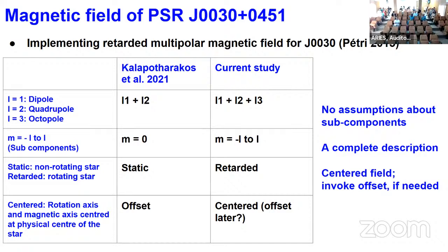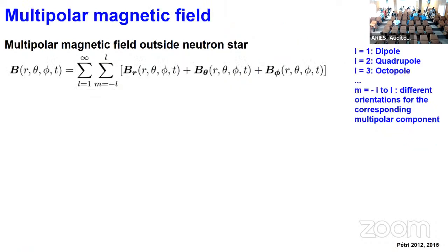Yes, exactly. After a few slides, I'm going to show what exactly the difference looks like. There are no assumptions about subcomponents, and it's a complete description. By which I mean, if any of you ask me to invoke, I don't know, the 112th component, it can be done because it's an infinite series. We probably don't need to go that far, but it's possible. And this is the expression for the centered field. There is a radial component, a polar, and an azimuth component. As I said, L goes from 1 to infinity, and for each L, M goes from minus L to L. So it's dipole, quadrupole, and octupole.